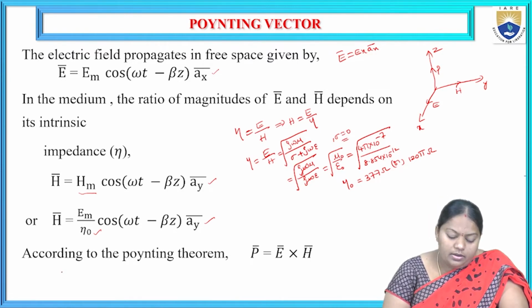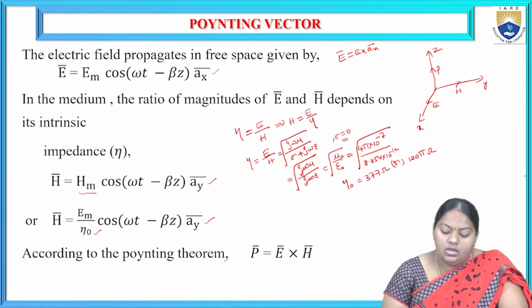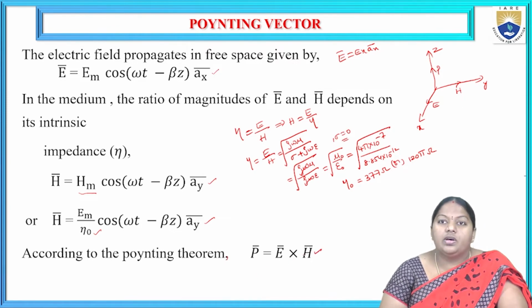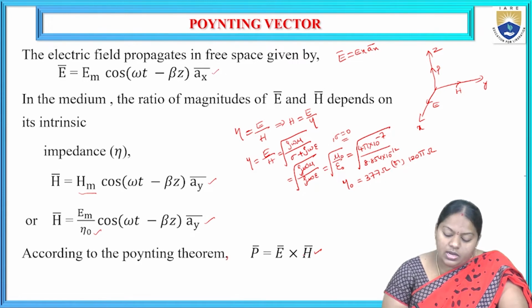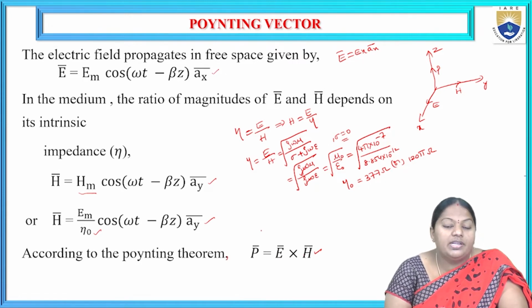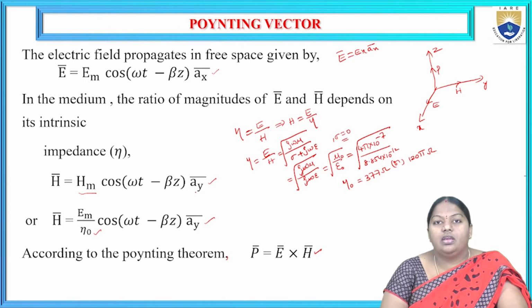Okay, so according to the Poynting theorem, P bar is given by E bar into H bar, right? Again, what is E bar here? Em cos(omega t minus beta z) into Ax. And what is H bar here? This is Em by eta naught into cos(omega t minus beta z) into Ay, or Hm cos(omega t minus beta z) into Ay.